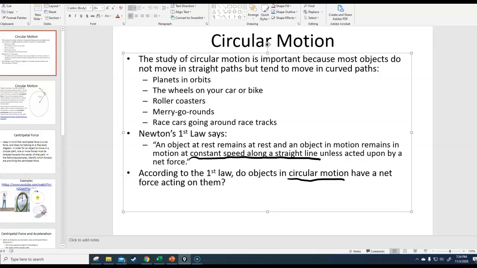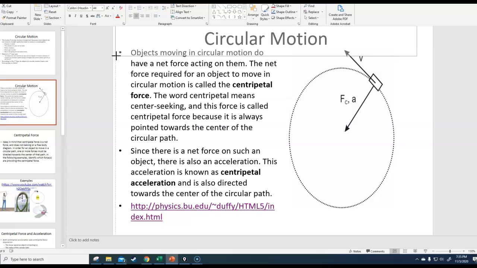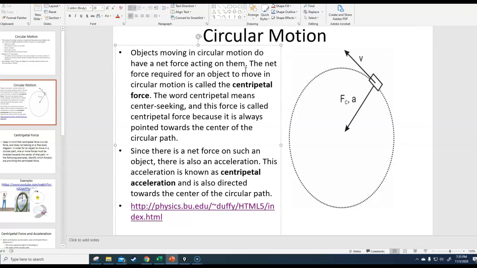Okay, so let's talk more about this net force that's required for circular motion. You can see on this slide, objects moving in circular motion do have a net force on them. This net force has a special name, which I put in bold right here: centripetal force. For centripetal force, we write F for force, and then a lowercase c for centripetal. It's important that you know what the word centripetal means, because it will help you answer some questions. The word centripetal means center-seeking.